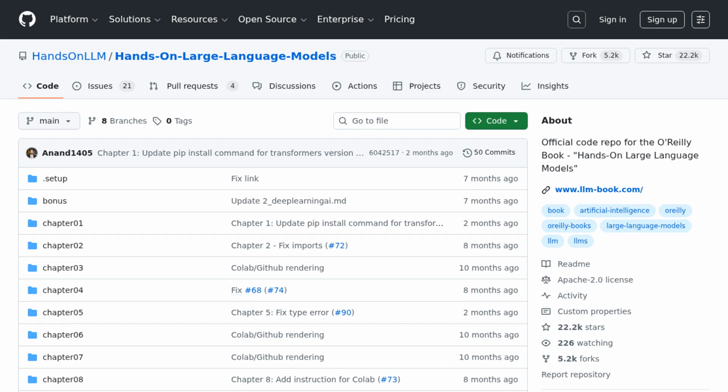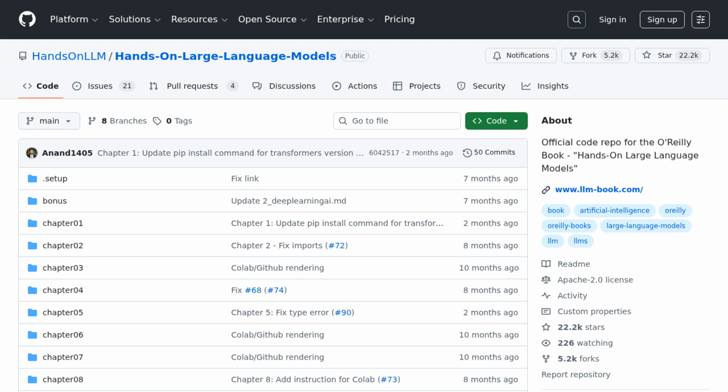Here is a question worth sitting with for a moment. If you had to teach someone how a large language model actually works, not just how to use it, but how it thinks, how it processes a sentence, how it decides what word comes next, where would you even start? For most developers, that question has no clean answer. Theory lives in papers, code lives in GitHub repos, and neither speaks to the other. That gap is exactly what a project called Hands-on Large Language Models set out to close. Its 22,000 stars suggest it found a way.